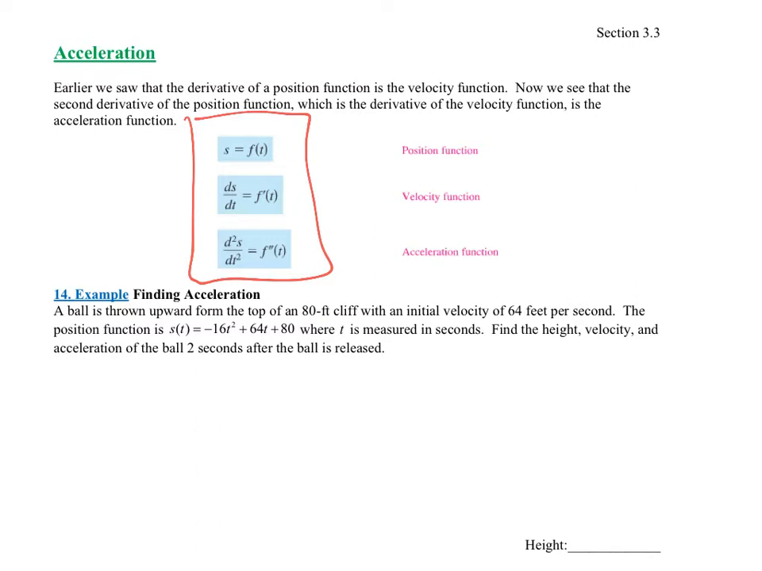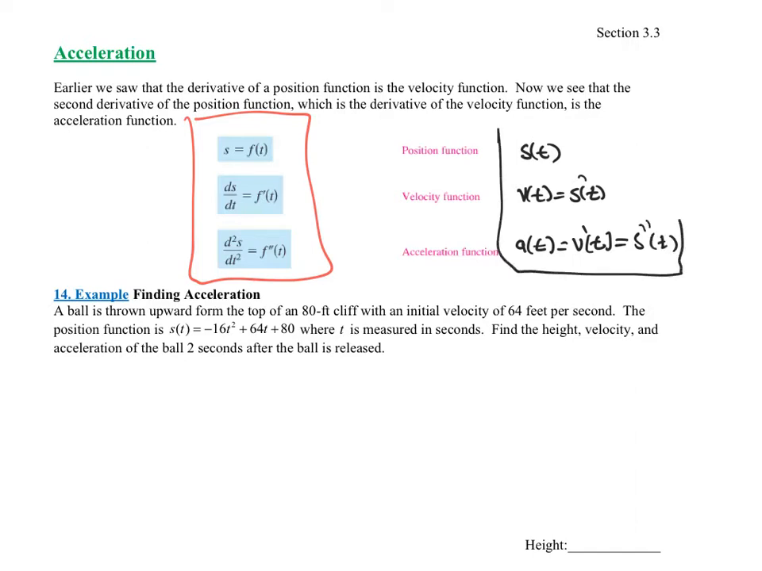And here's the way that I look at it. You have s of t, and then you have v of t, which is s prime of t. The velocity is the derivative of the position function. Then you have a of t, which is the acceleration function, the derivative of the velocity function, which is the second derivative of the position function. So this is really how I remember it, and I realize the connection between all those functions. Okay, so let's see here.